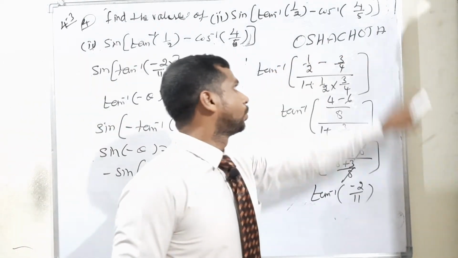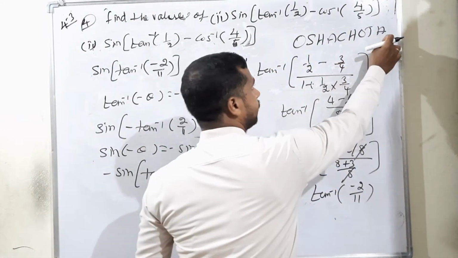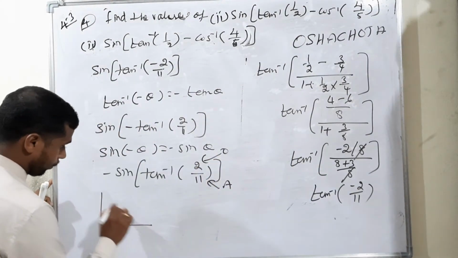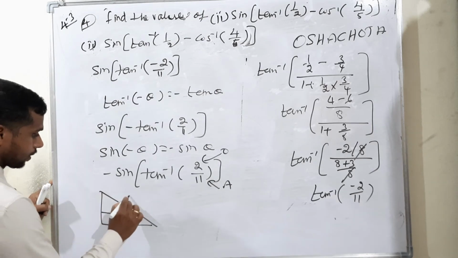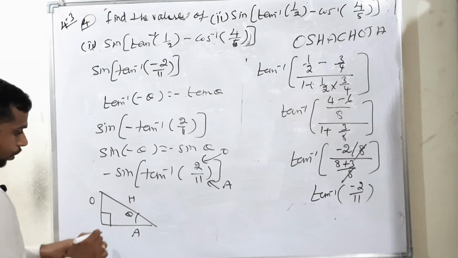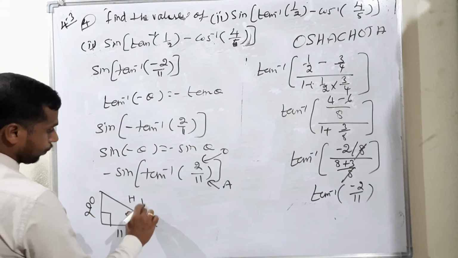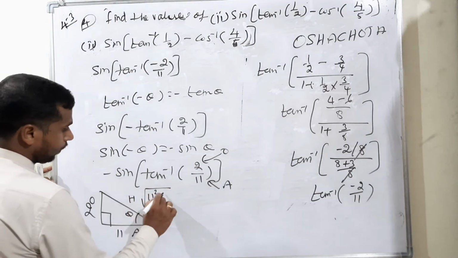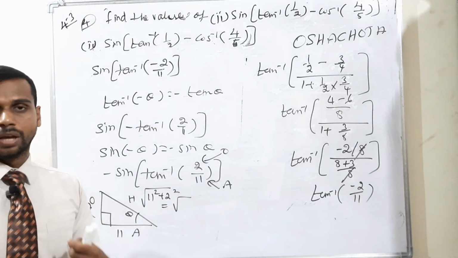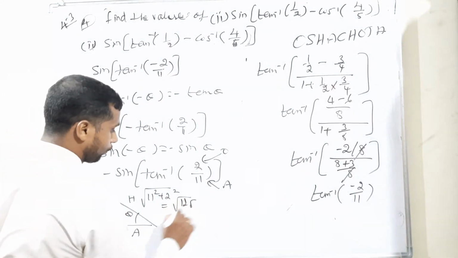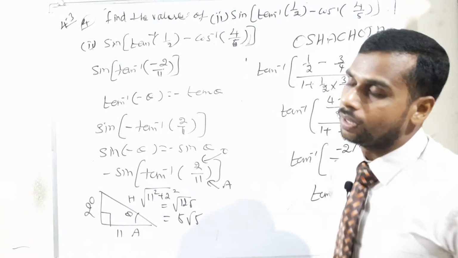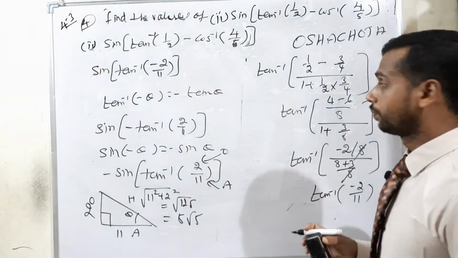Again, we have to consider the right angle triangle. What is the meaning of tan? Opposite divided by adjacent. So this is called opposite, this is called adjacent. In the right angle triangle, this is the hypotenuse, this is the opposite side, this is the adjacent. Opposite value 2, adjacent value 11. Therefore, simply we can say the hypotenuse: 11 square plus 2 square. 11 square value will be 121, 2 square value will be 4. Therefore, 121 plus 4 is equal to 125. So, simply we can say 5 root 5, because root of 25 is 5, so 5 root 5 will come.